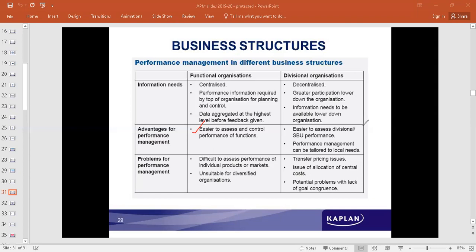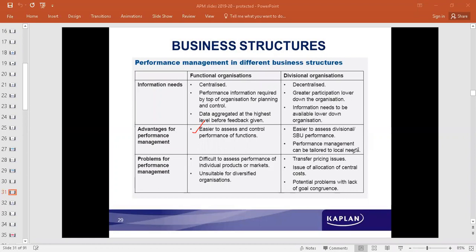So easier to assess divisional or SBU performance, strategic business unit. Performance management can be tailored to local needs. So they can only focus on their department, division, and take up the work. They don't have to look at the other aspects of it.